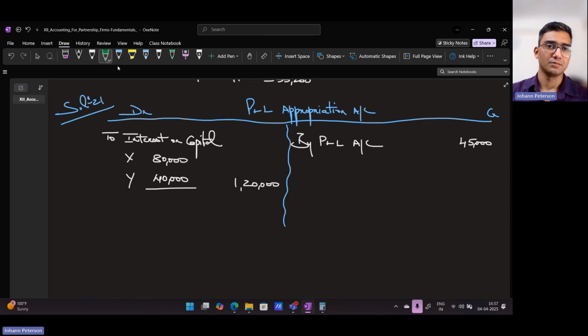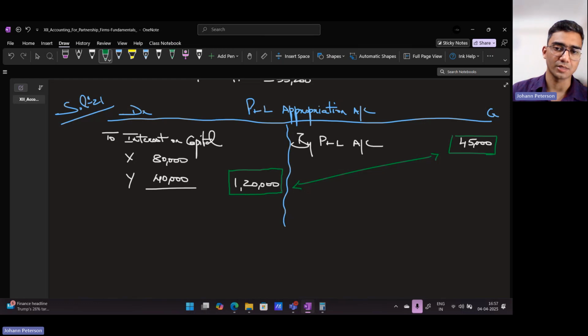Now, can you imagine what is written here? This is saying you have 45,000 and you're going to give 1,20,000. First of all, this is not possible. We do not have enough money in our pocket in order to give out 1,20,000. In our pocket, we just have 45,000. So the maximum that we can give is 45,000. So how will we give this 1,20,000? Question is saying we have to give 1,20,000. So we cannot give this.